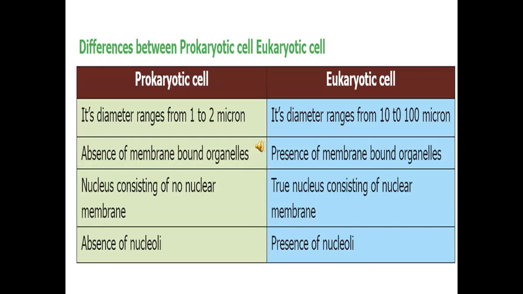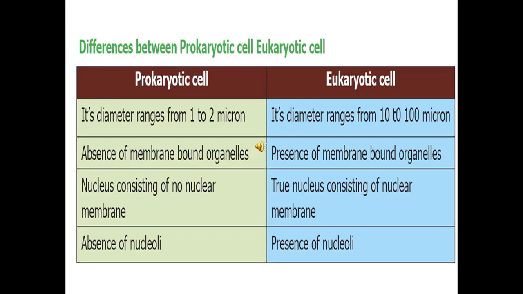Difference between prokaryotic cell and eukaryotic cell. All points we already know. Once again we'll see. Prokaryotic cell, its diameter ranges from 1 to 2 micron. But eukaryotic cell diameter ranges from 10 to 100 micron. Prokaryotic cell, absence of membrane bound organelles. But eukaryotic cell, presence of membrane bound organelles.